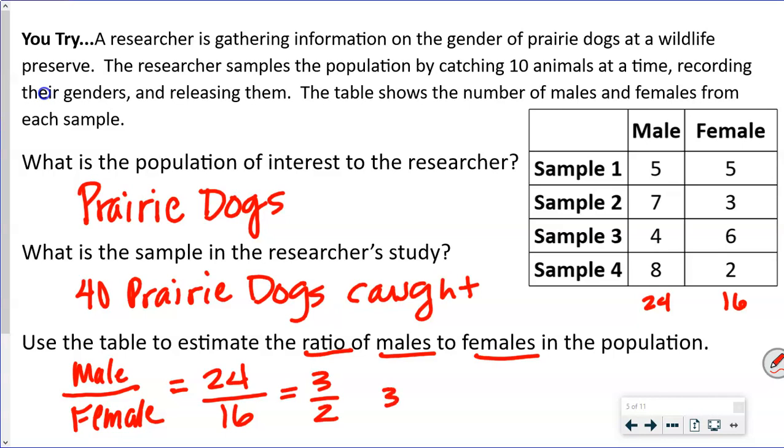Again, if we write it with a colon, it's going to be 3 to 2. And if we write it in words, 3 to 2. So all three of those are the correct answer, okay?